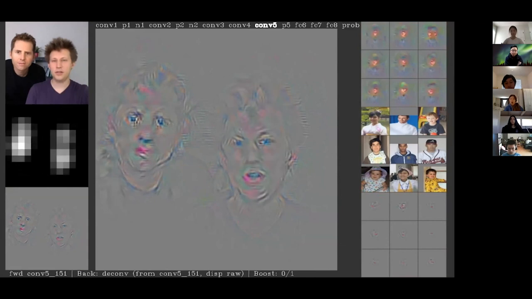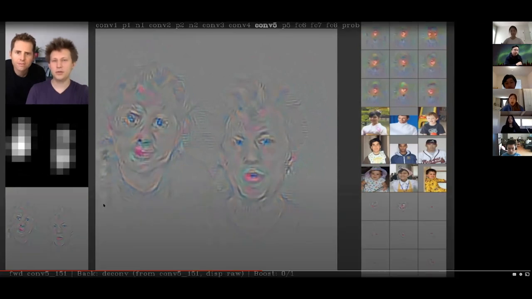eyes and rosier lips. So the deconv is basically taking whatever is in that layer and doing the deconvolution of your neural network, right? So instead of condensing it down, you go in the other direction to basically expand the whole thing so you can see these pictures.